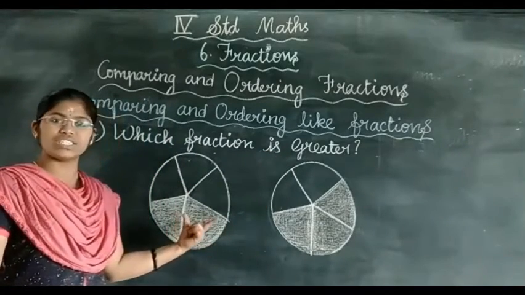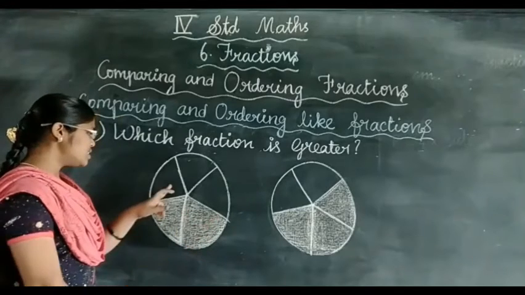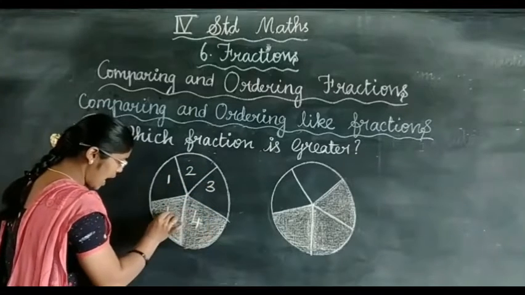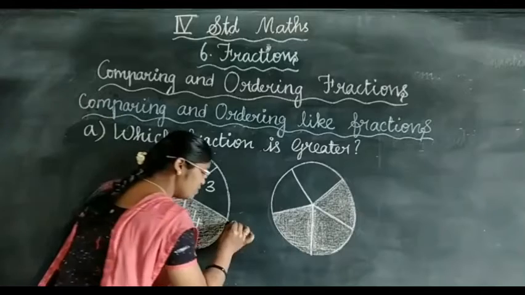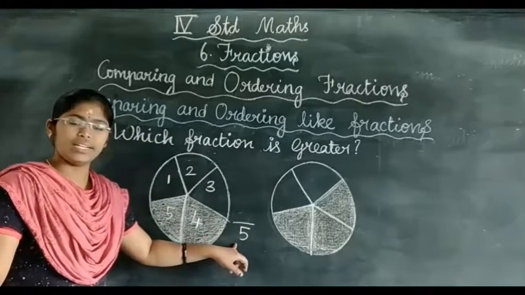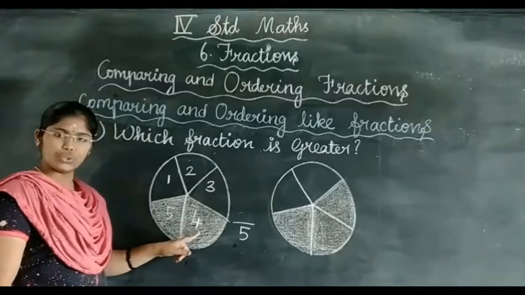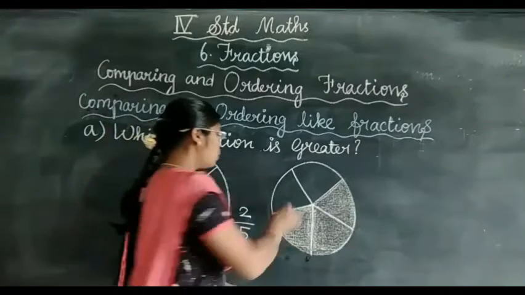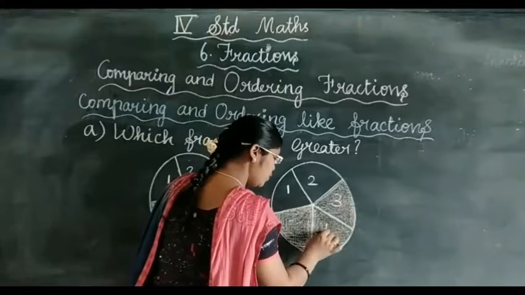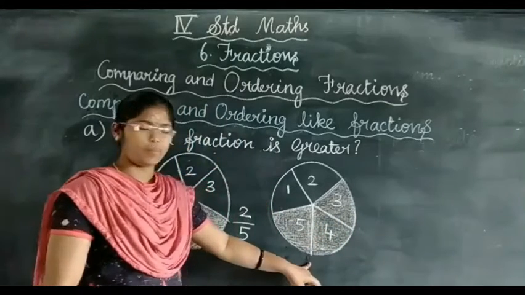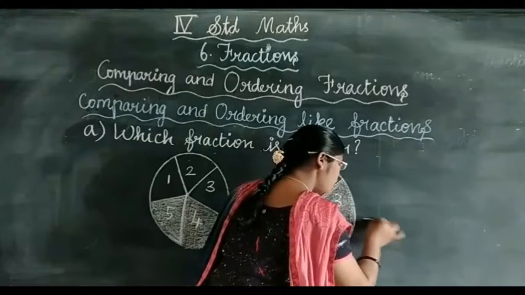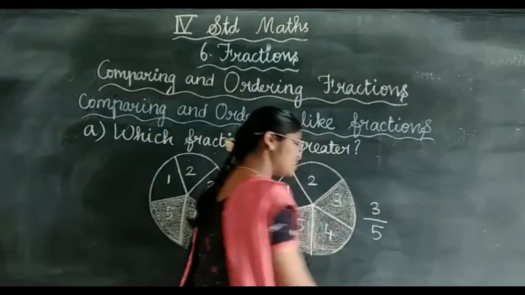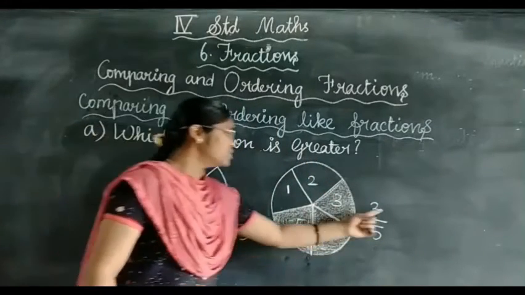We have to find the fraction for the number of parts shaded. See here, children. 1, 2, 3, 4 and 5. The total number of parts is 5. So, our denominator is 5. And the number of parts shaded is 1, 2. Our numerator is 2. The fraction is 2 by 5. Here, 1, 2, 3, 4, 5 equal parts. So, our denominator is 5. And the number of parts shaded is 1, 2, 3. Our numerator is 3. 2 by 5, 3 by 5.